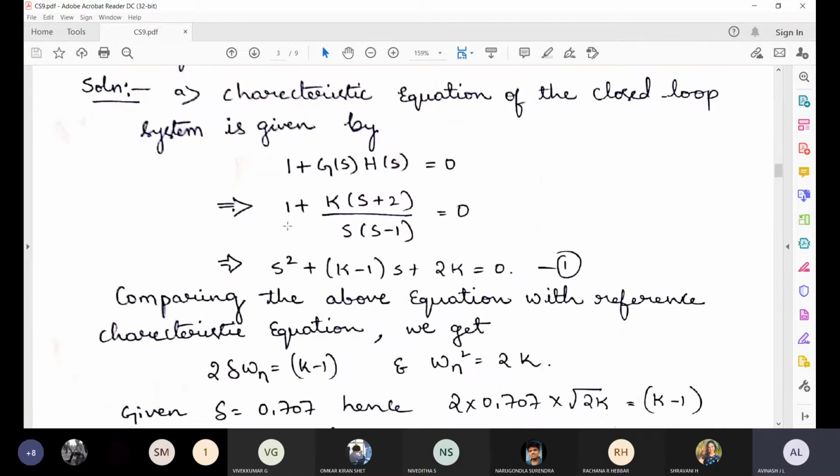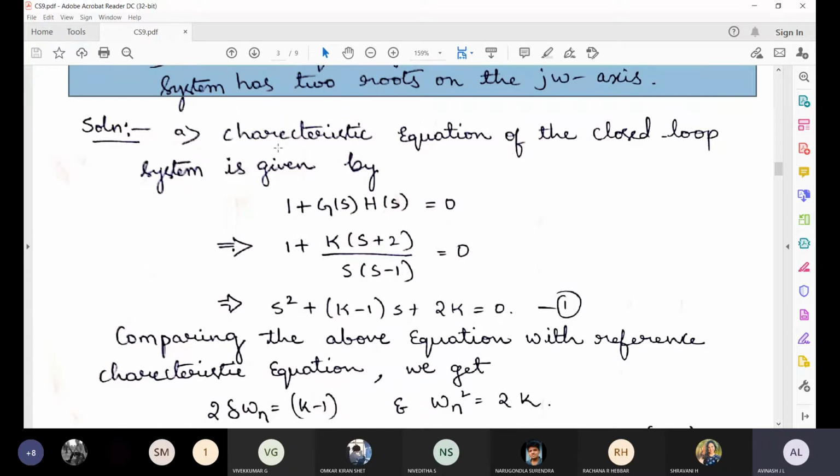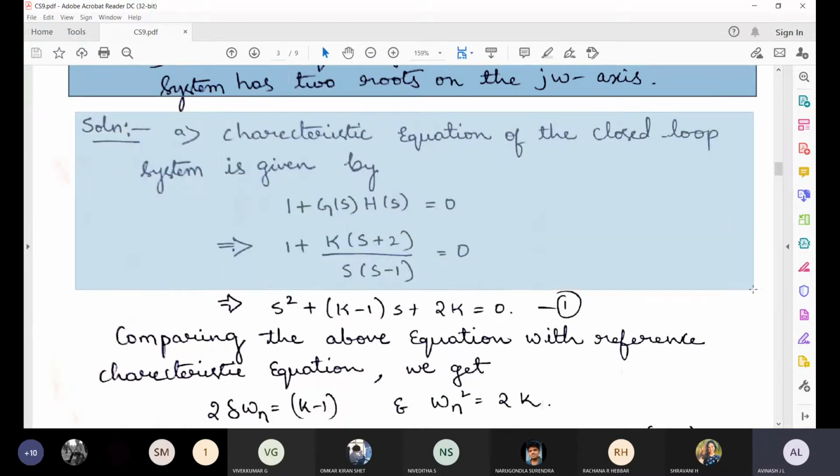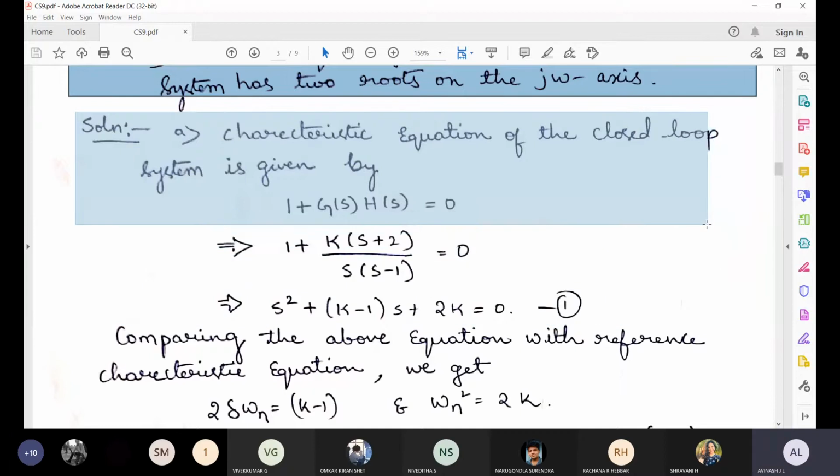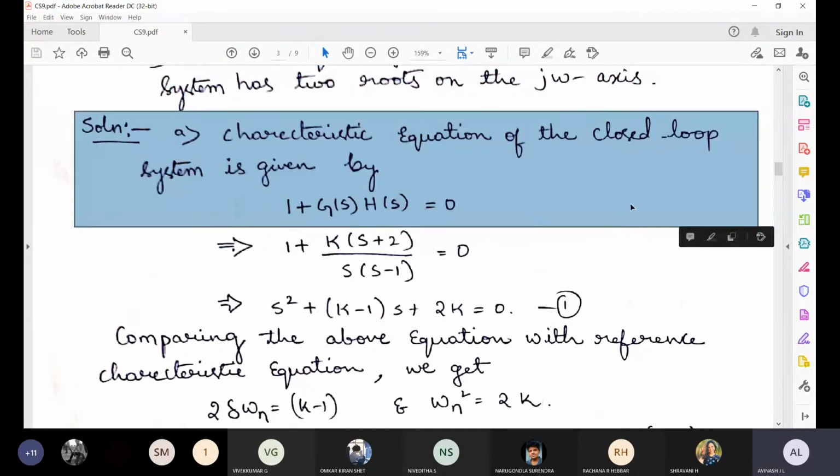The first thing you write down: the characteristic of a closed loop system is given by. The first thing we need to do in this type of numerical is find out the characteristic equation. The formula is: 1 plus G(s) H(s) will be equal to 0. So this is the first thing.